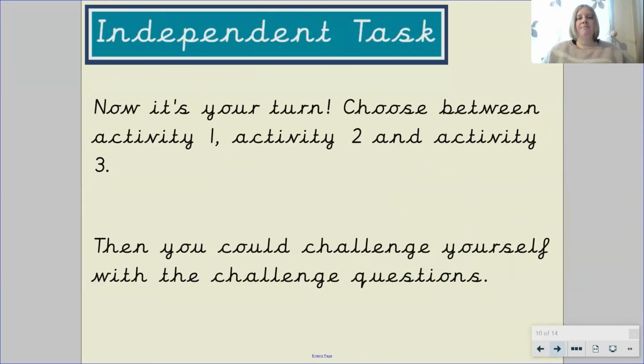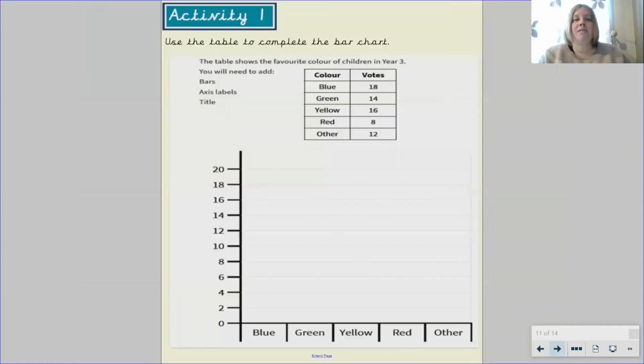Your tasks today. Now it's your turn. Choose between activity 1, activity 2 and activity 3. Then you could challenge yourself with the challenge questions. So, activity 1. Use the table to complete the bar chart. The table shows the favourite colour of children in Year 3. You will need to add bars. You will need to label your axes. And you will need to add a title. Remember to use a ruler when you're drawing it, just like I did.